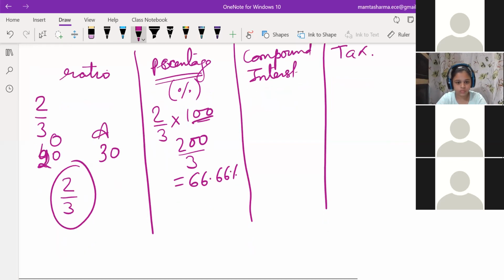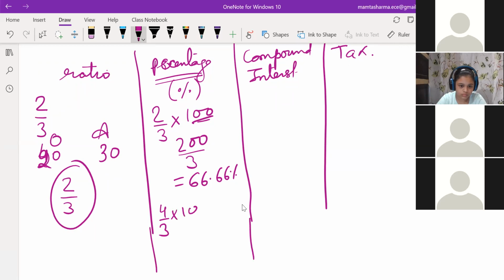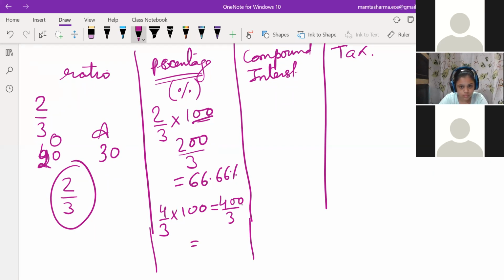Again, if I say convert 4/3 into percentage, again multiply this with 100. Now solve this: 400 divided by 3 would be 133.33%. So after the decimal, write at least 2 digits.